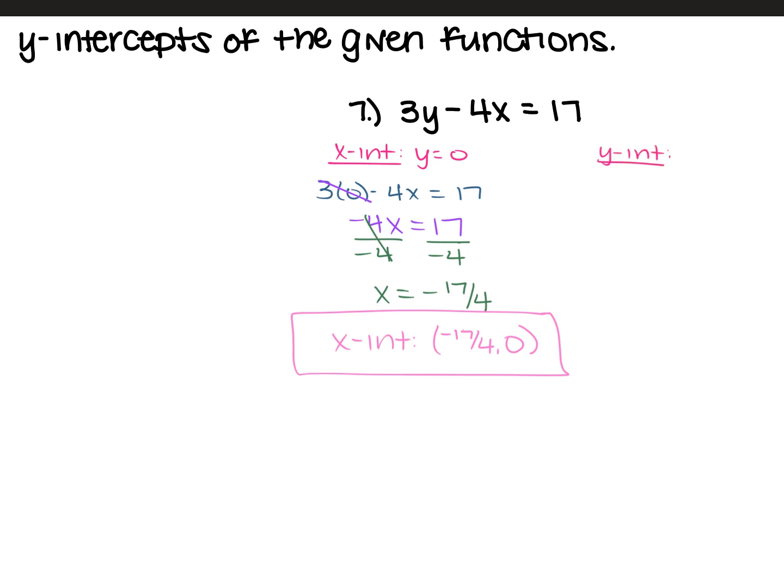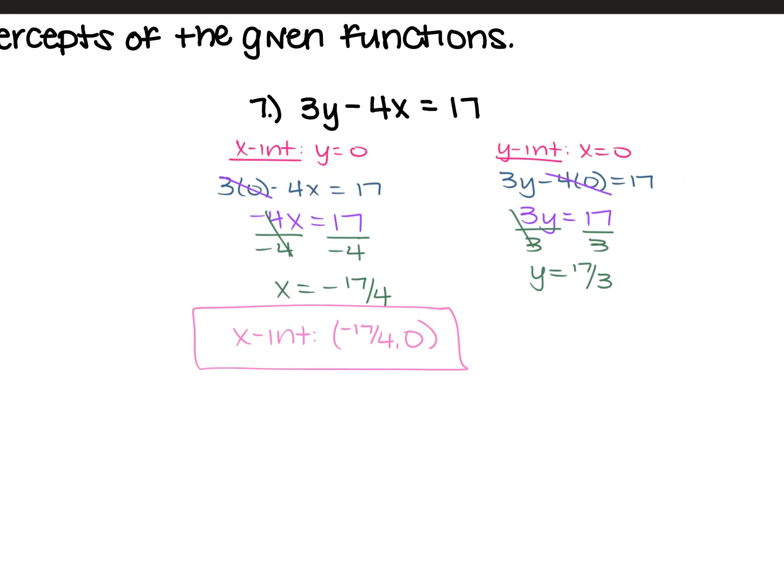For your y-intercept, we're going to plug in 0 for x and solve for y. So for this, we're going to have 3y minus 4 times 0 is equal to 17. The negative 4 times 0 is 0, so that's just 3y is equal to 17. We divide each side by the 3, and we get that y is 17 over 3. Again, that is not your answer. Your answer has to be given as an ordered pair, so your y-intercept is the ordered pair 0, comma 17 over 3.